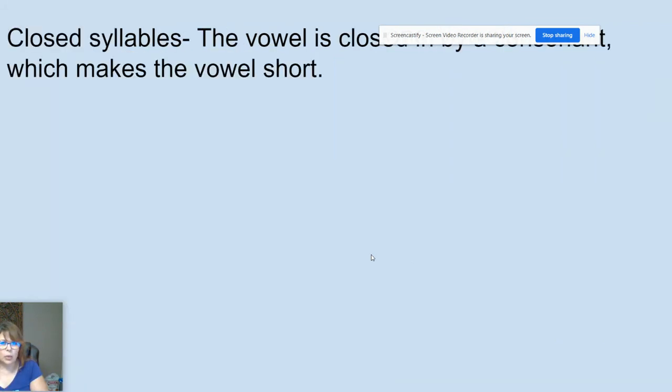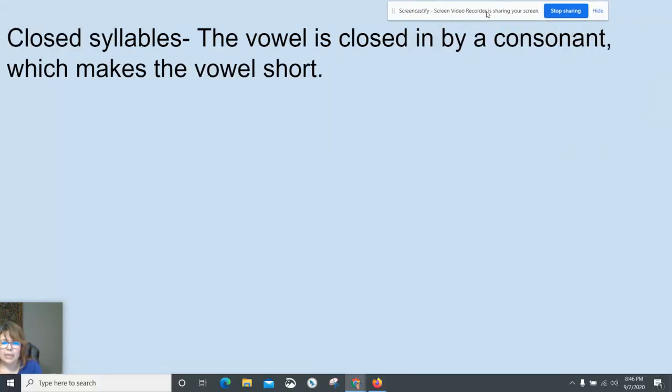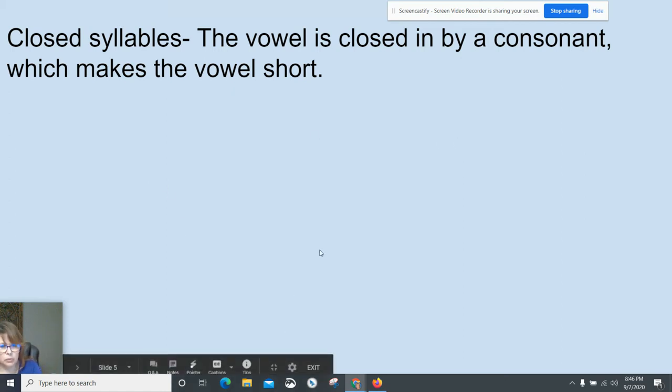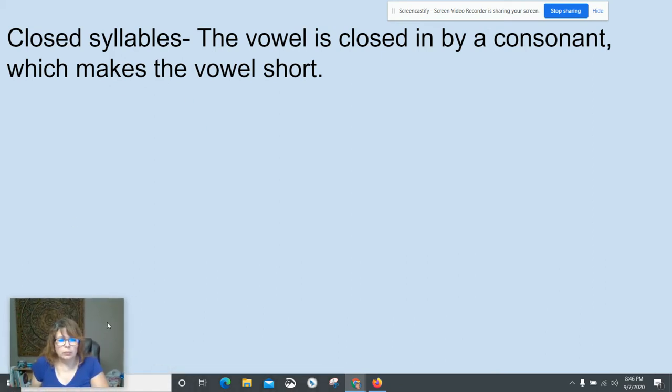So let me start with the first part. This is very important. I'm going to review closed syllables. When we hear a closed syllable, the vowel is closed by a consonant. That means that the syllable will not end in a vowel. It ends with a consonant. And when it ends with a consonant, it's called a closed syllable, which means it makes a short vowel sound.